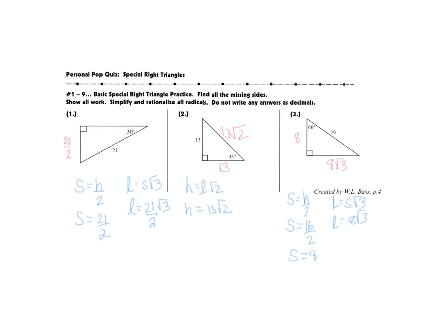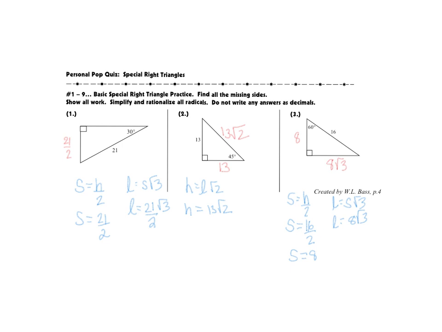Alright, in this video we're going to run through the answers for the personal pop quiz assignment. So let's take a look. The first ones here are basic special right triangles. So we are working on finding all of the sides based on the given information.